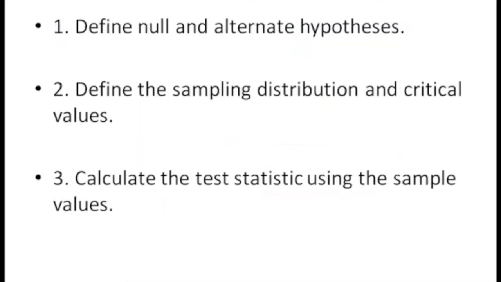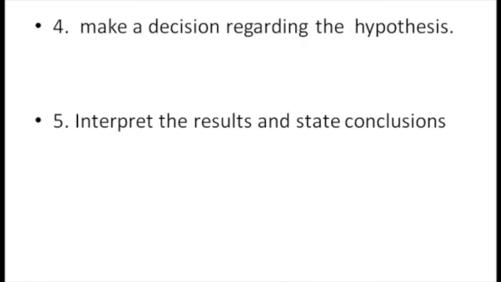To review, there are 5 steps in hypothesis testing. 1. Define null and alternate hypotheses. 2. Define the sampling distribution and critical values. 3. Calculate the test statistic using the sample values. 4. Make a decision regarding the hypothesis. And 5. Interpret the results and state conclusions.